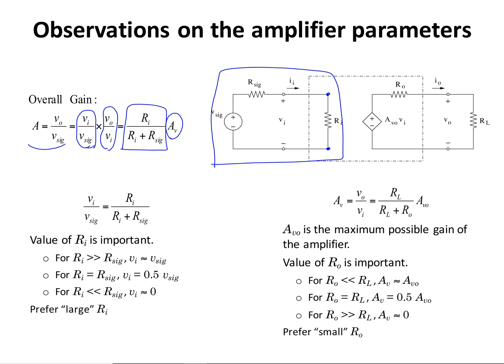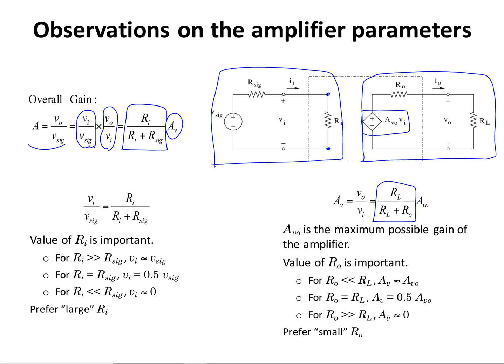On the other hand, at the output side, AV, or the voltage gain of the amplifier, is defined as Vout over Vi. This is again a voltage divider circuit. Vout is RL divided by RL plus Ro, multiplied by this voltage here, AVO multiplied by Vi. So Vout over Vi is RL divided by RL plus Rout multiplied by the open loop gain.